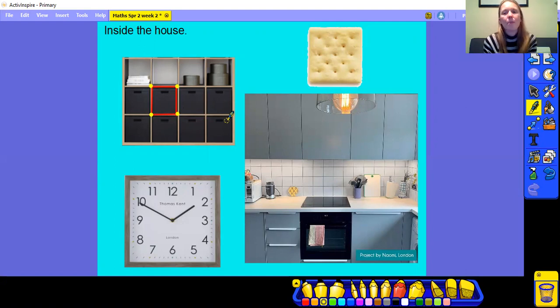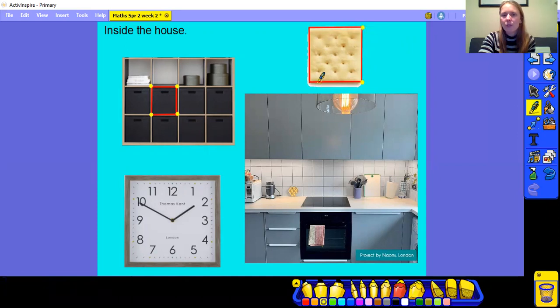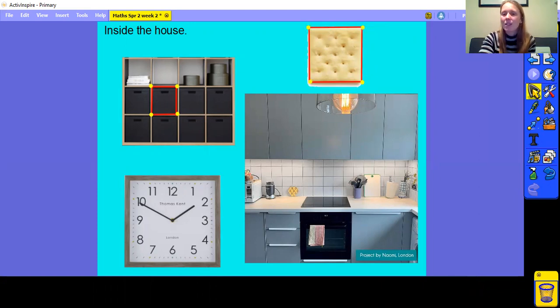Did you spot another shape on those drawers too? I spotted a small rectangle. Did you see that one as well? Well done if you did. What about the cracker? Let's find out. Is it a square? It has 1, 2, 3, 4 equal sides, and it has 1, 2, 3, 4 corners, so the cracker is a square too.